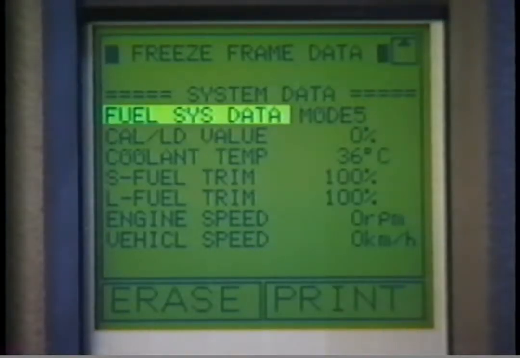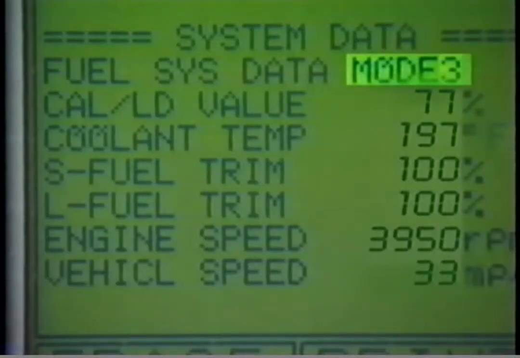The first system data item is fuel system data. This is the status of the fuel injection system at the instant a malfunction is detected. There are 4 modes, 2 through 5. For example, Mode 3 means the system was in open loop at the time the malfunction was detected. For a full explanation of these modes, look in the Consult Freeze Frame Data section of the service manual.